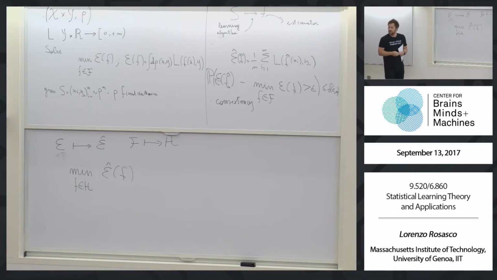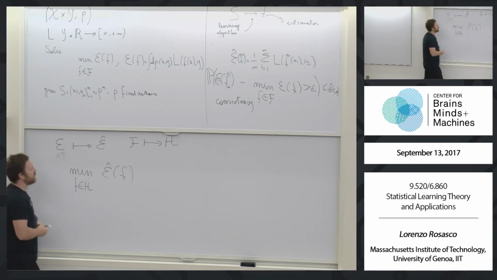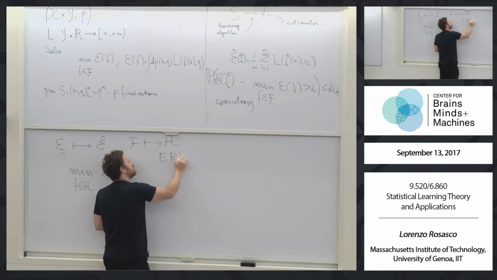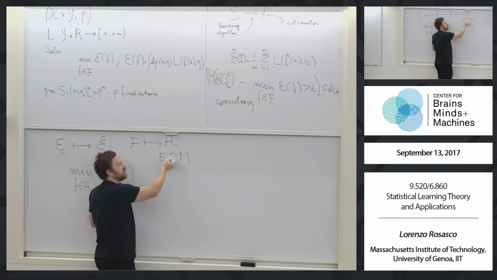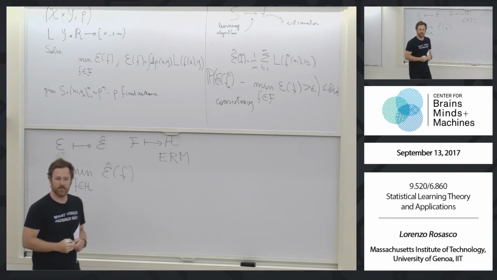Make sense? This is not the only way in which you can do things, but this is a good start, and it starts to point us in the right direction. We'll see that this is what is called the empirical risk minimization principle, ERM. Empirical risk theory, sometimes called risk minimization. And it's kind of one of the main principles, okay?